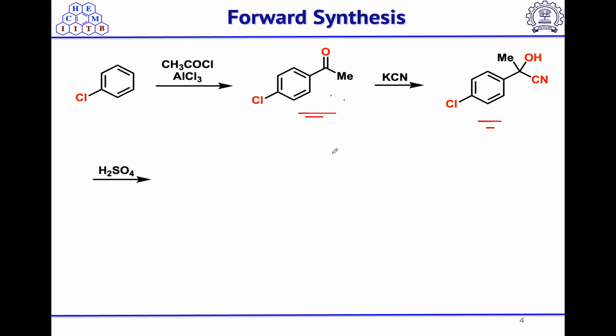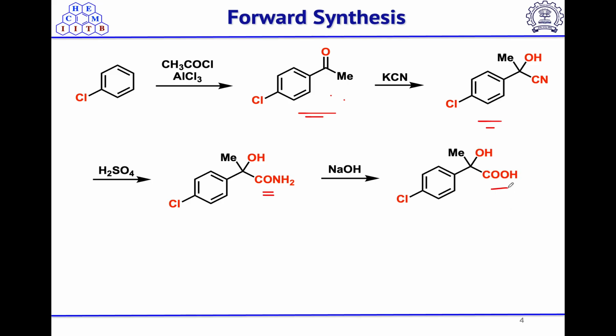After getting this compound, we treat it with H2SO4. Hydrolysis of the cyanide happens and it gives this amide. Now again hydrolysis, basic hydrolysis, gives the corresponding acid. So cyanide hydrolysis to acid, first with acid, then base, gives this carboxylic acid. Then if we do esterification with methanol in the presence of mineral acid, we get the corresponding ester.